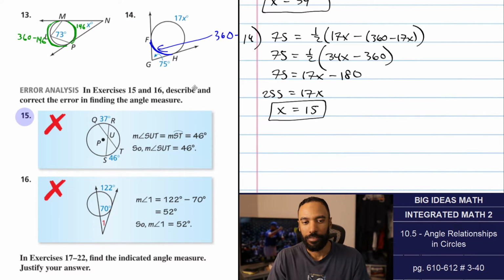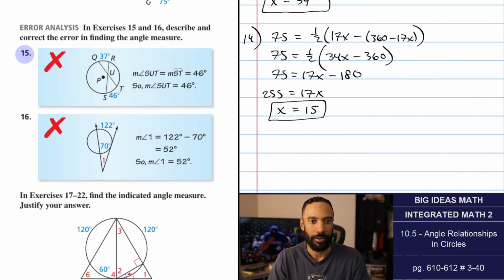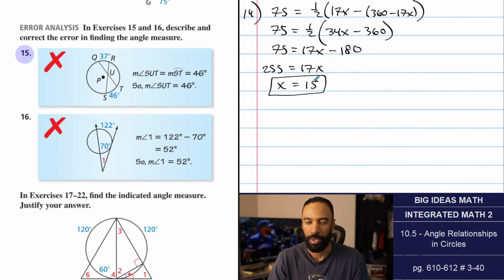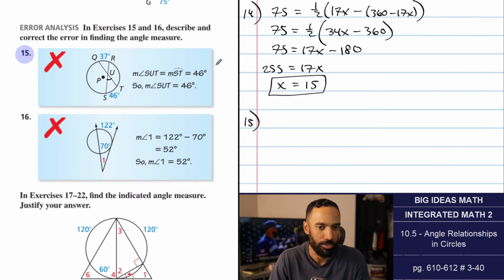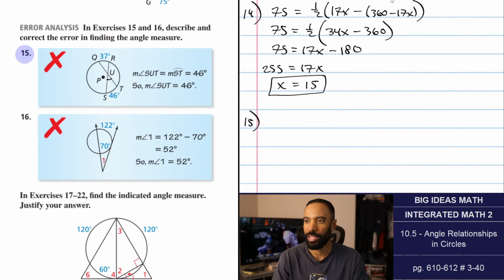All right, in exercises 15 and 16, describe and correct the error in finding the angle measure. Number 15, they have 37 and 46. They want to find the measure of angle SUT. I think it should be half the sum of these two, half of 37 plus 46. They just said it was the same as the arc of 46, so they said it's that. That's incorrect unless that's the central angle, which it doesn't appear to be.